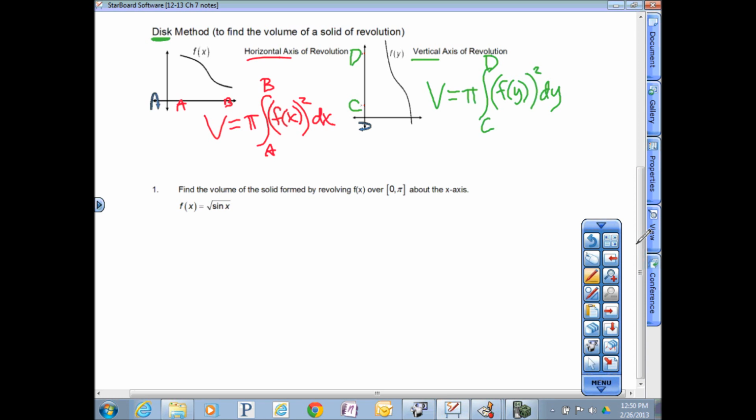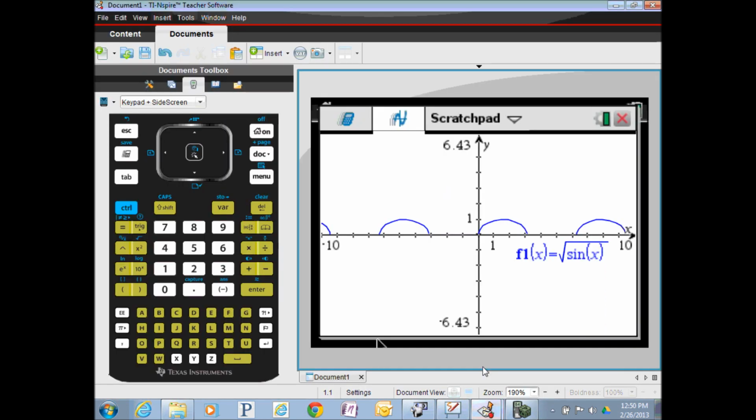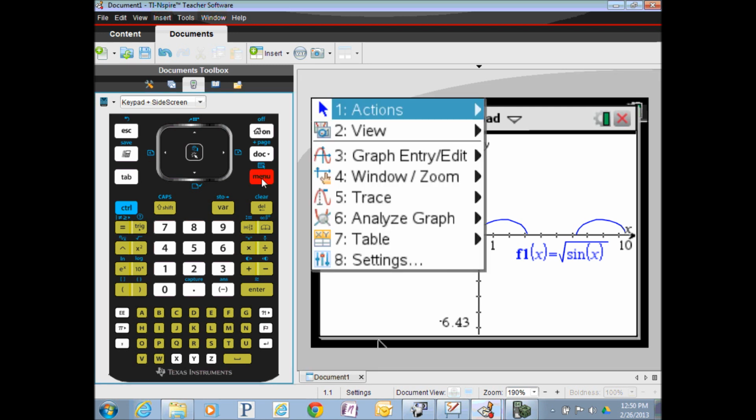So this problem number one, we can bust out our calculator and take a look at what the graph of square root of sine of x looks like. And we're going from 0 to pi. So let's use our calculator to help us. I already have this thing ready to go. So there's my square root of sine of x. And I'm going from 0 to pi. So I'm going to change my window really quick.